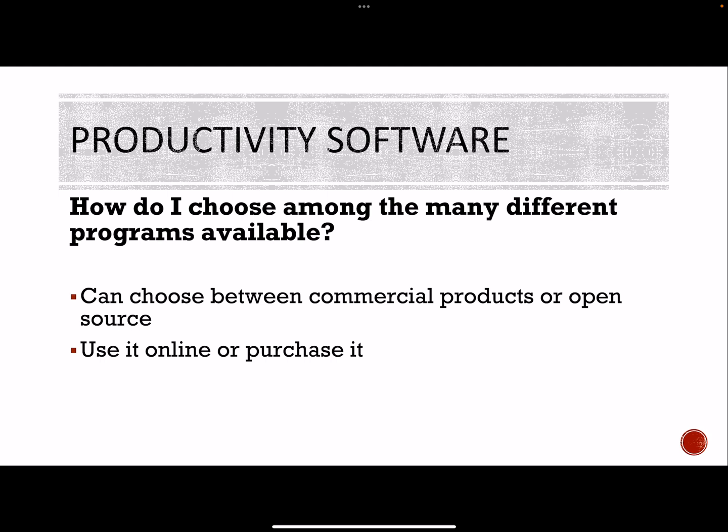How do I choose among the different types of programs available? When you're looking for a specific product, say a word processing program, you have many choices. As discussed earlier, you can choose between commercial products and open source products, or choose to install the programs on your local drive or use it purely online.